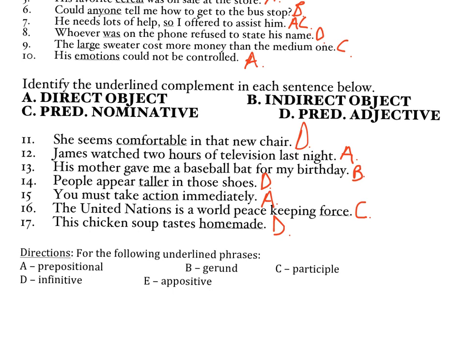The United Nations is a world peacekeeping force. Predicate nominative. Now, again, we have a linking verb, is. Instead of describing the United Nations with an adjective, we are renaming the United Nations with a noun. So force is a predicate nominative, a noun renaming the subject of the sentence after a linking verb. This chicken soup tastes homemade. Predicate adjective. Taste is a linking verb. We're describing the chicken soup as homemade.